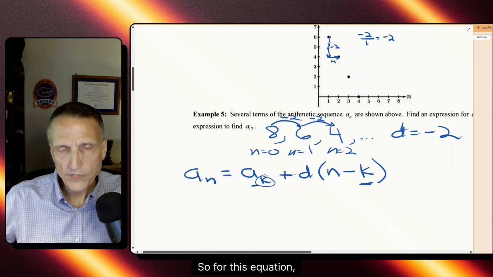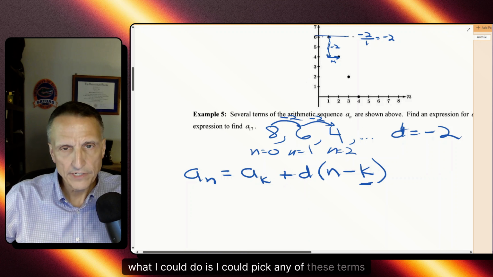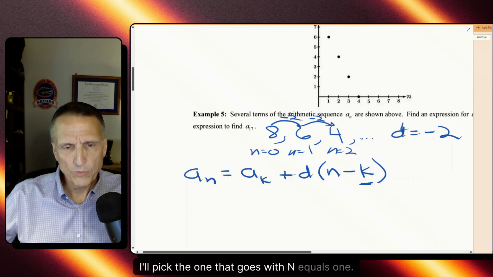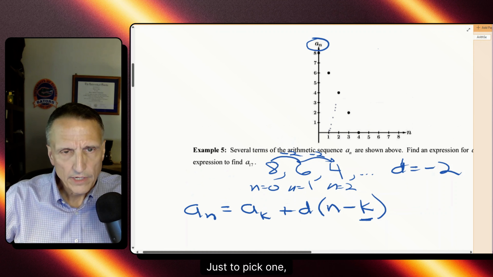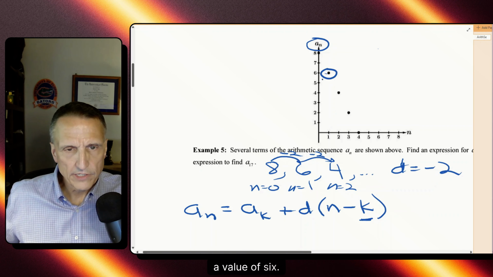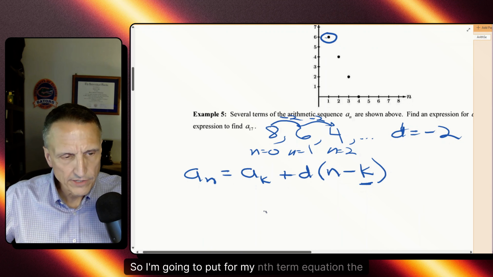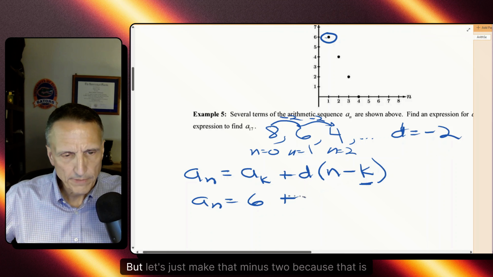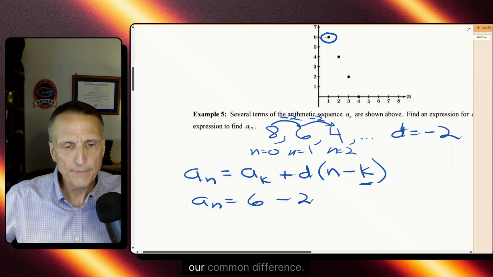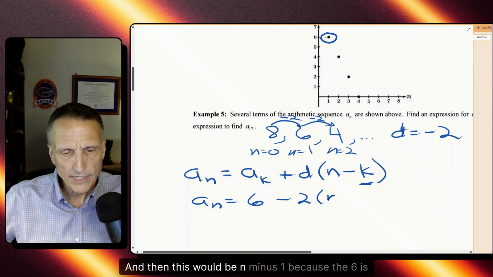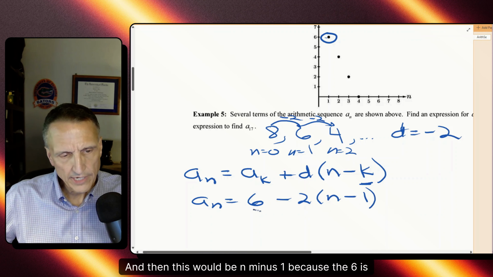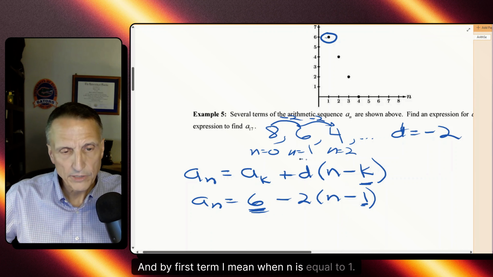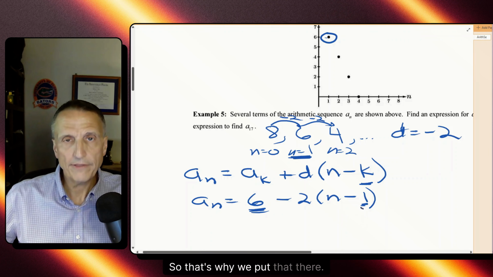So for this equation, I could pick any of these terms in the sequence. I'll pick the one that goes with n equals 1, just to pick one. That would be a value of 6. So for my nth term equation, I'm going to put the number 6 plus -2, because that is our common difference, and then n minus 1, because the 6 is the first term. And by first term, I mean when n is equal to 1. So that's why we put that there.